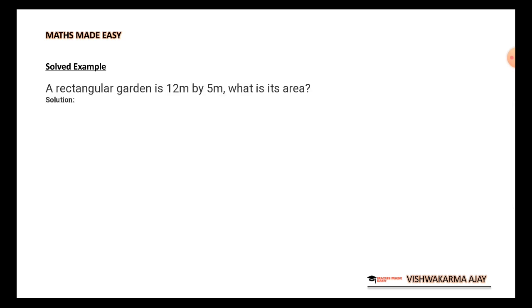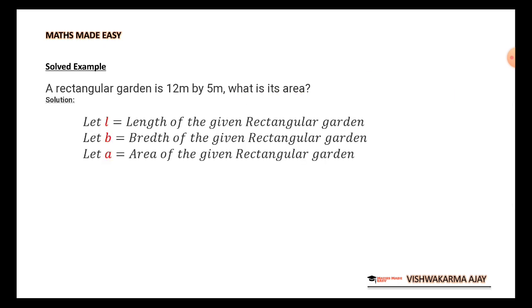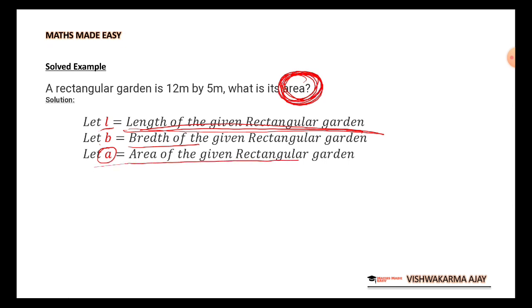A rectangular garden is 12 meter by 5 meter. What is its area? Okay, there is a rectangular garden. The dimensions are 12 and 5 meter. Then they want us to find the area of the garden. Let the length of the given rectangular garden be L. B is the breadth of the given rectangular garden, and the third variable, which is not mentioned here but at the end it's asking about, is the area. So let A be the area of the given rectangular garden.